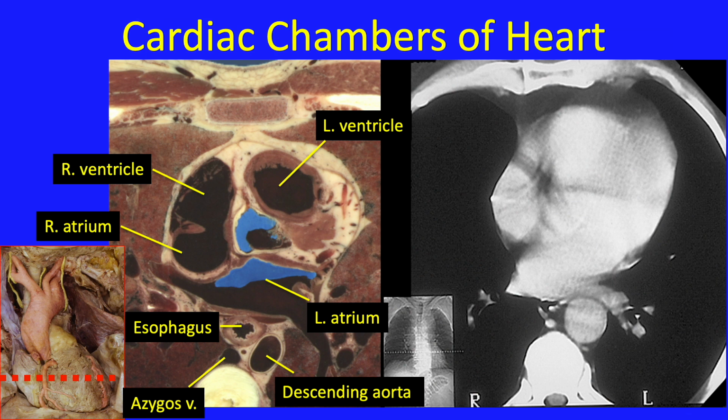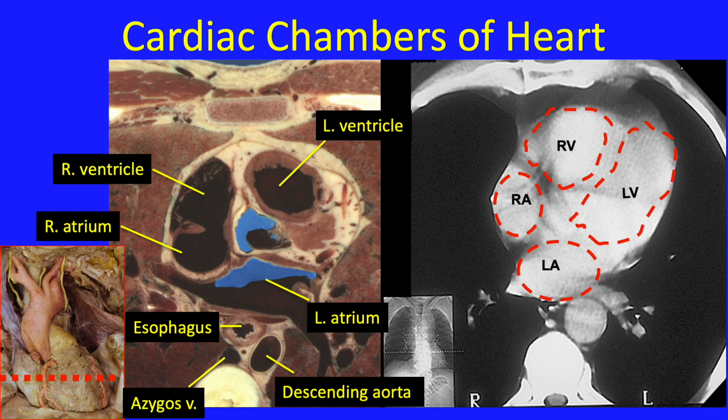Moving right along to how we see the heart in CT images, here it is. On the left, we have the labeled cadaveric cross-section along with the heart in situ. On the right, we have the heart in CT images. We can identify the right atrium, the right ventricle, the left atrium, and the left ventricle. Prominent also is the descending aorta, the esophagus, and the azygos vein.